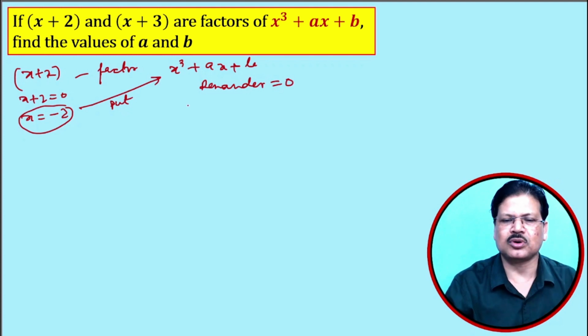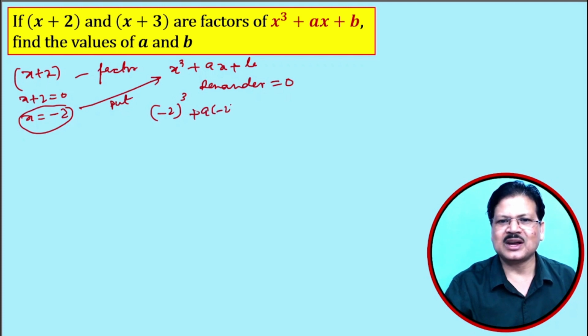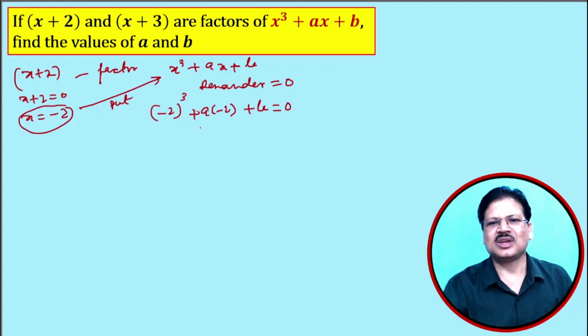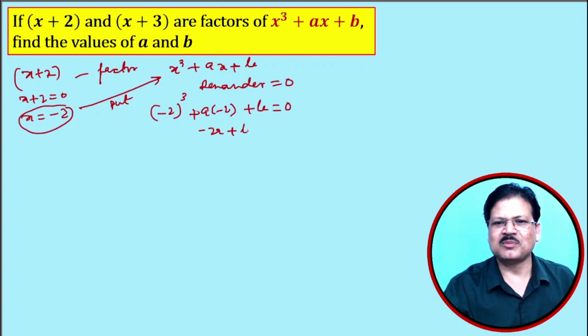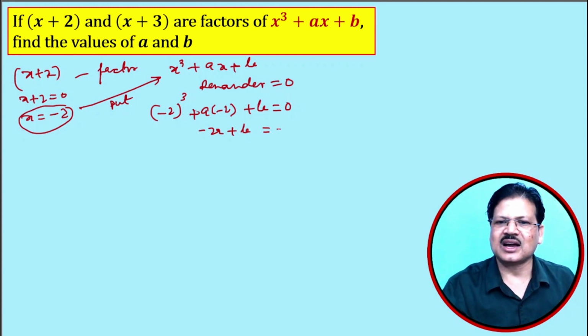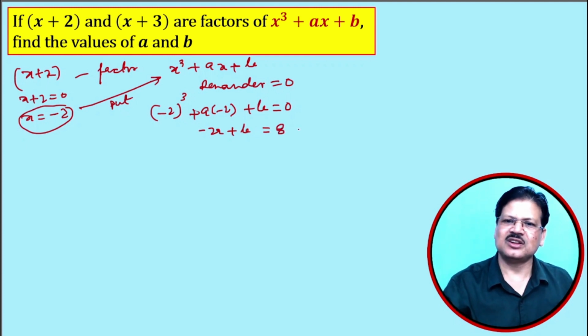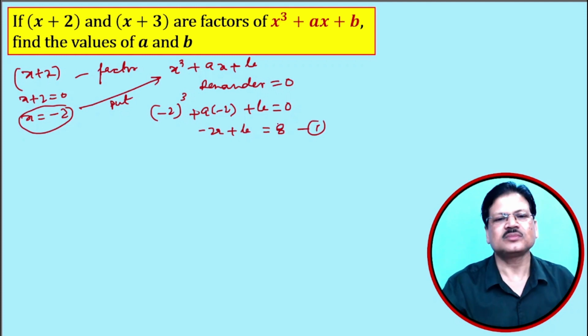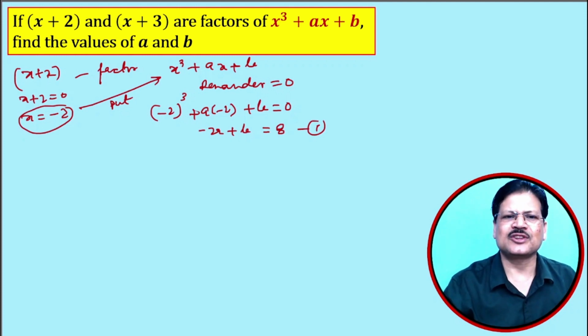So let us put it in. This means -2 whole cube plus a into -2 plus b will be equal to 0. That is, -2a plus b will be equal to -8 on this side, and bringing it to the other side, +8. This is your equation 1. Coming on to the next one, we will solve it similarly.